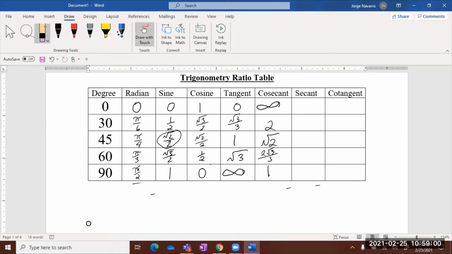We just flip it. We read this way. This will start with 1 and will end with undefined. So after 1, we're going to have 2 root 3 over 3. Here we're going to have still root 2. And here you'll have 2, then you'll have infinity.